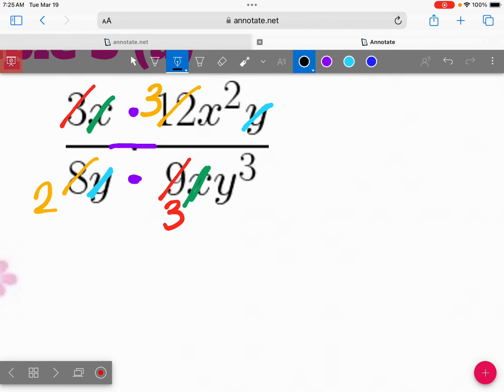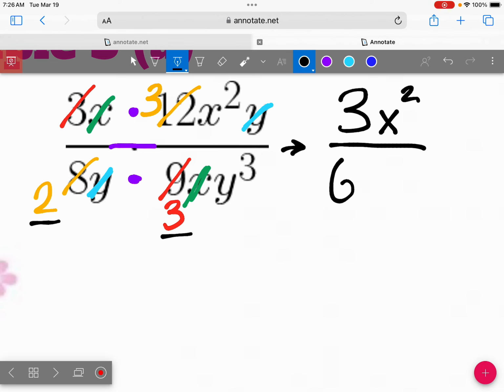So whether or not we have anything else to do, I'm going to rewrite this because it's getting a little much. So I have left on the top a 3 and an x squared. On the bottom, I have 2 times 3, which is going to be 6 over y cubed.